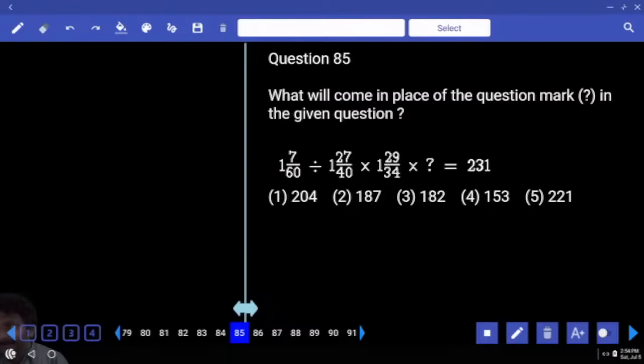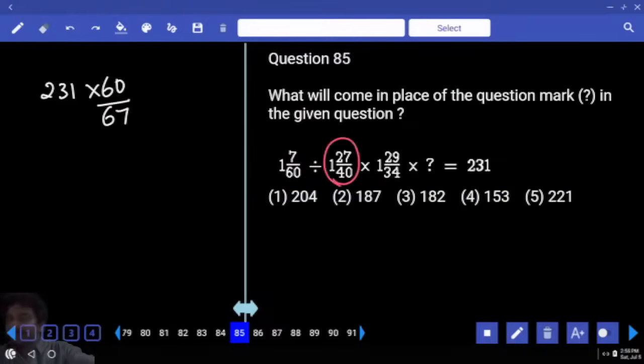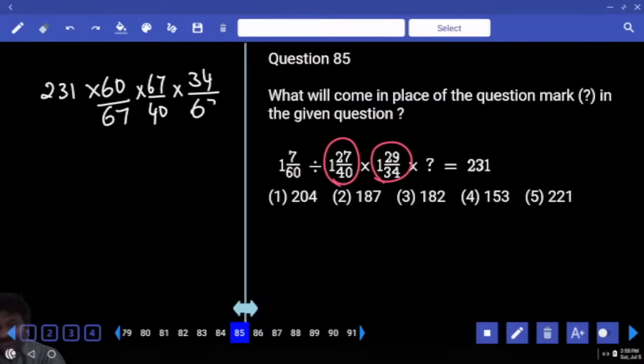X is on the left hand side, keep it as it is. Right hand side number is already 231. 1, 7 by 60. 67 by 60 goes to the right hand side, into 60 by 67. 127 by 40, divided by 67 by 40 goes to the other side, into 67 by 40. 129 by 34. 63 by 34 goes to the other side, 34 by 63. Correct?